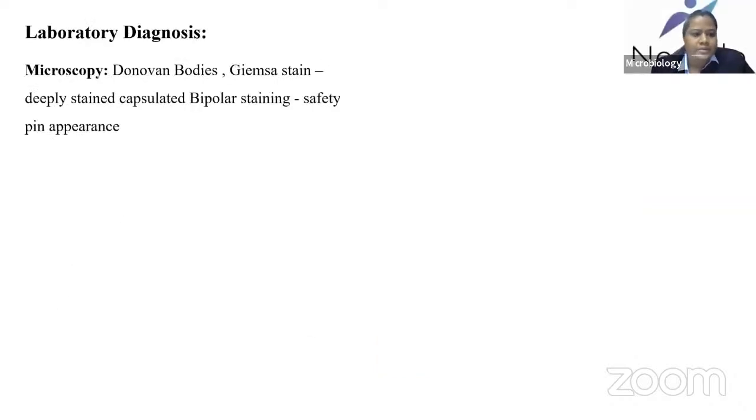In laboratory diagnosis, we can take a direct smear from the lesion, and if you stain it with Giemsa stain, you will be able to see capsulated bipolar staining. Usually bacteria which have bipolar staining will have a safety pin appearance, right? So in a Giemsa stain, you will be able to see the Donovan bodies, which are nothing but the bacteria with a safety pin appearance.